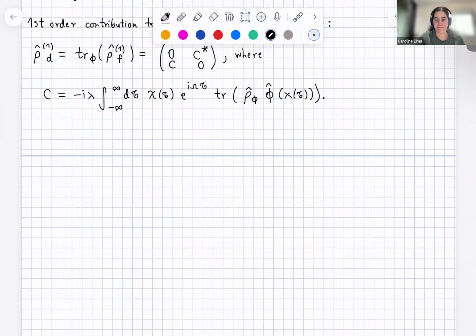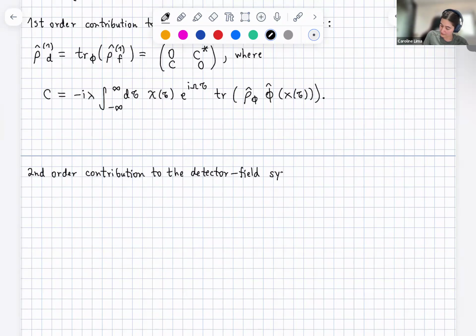Hopefully that's clear. Okay, so let's see the second order now. So the second order contribution to the detector field system final state.